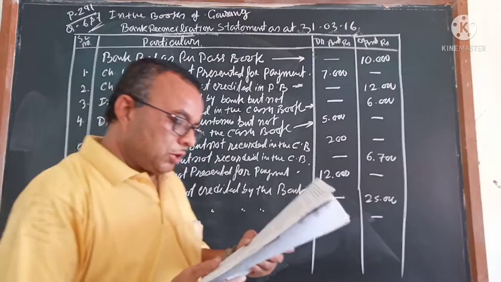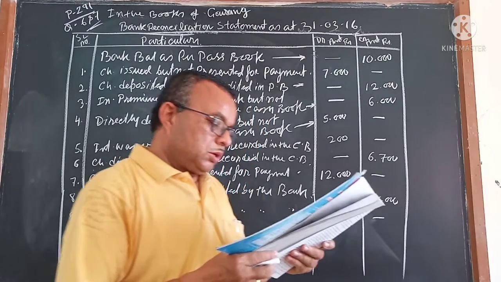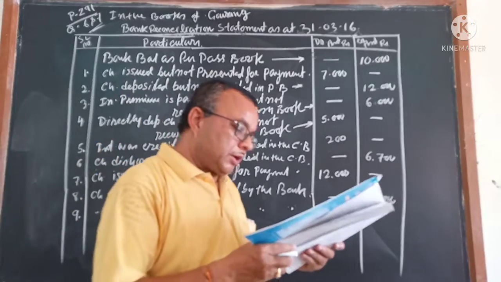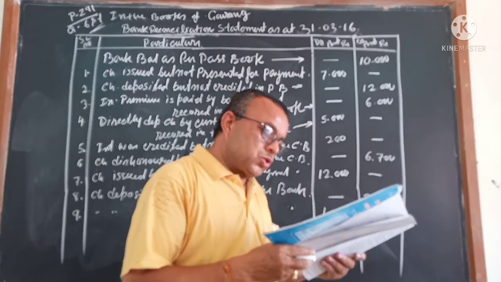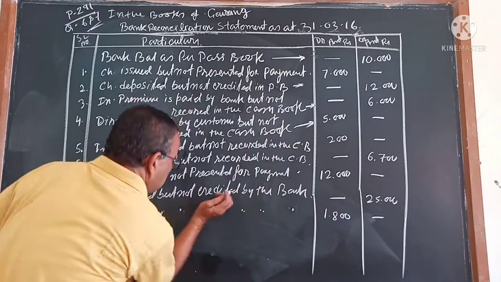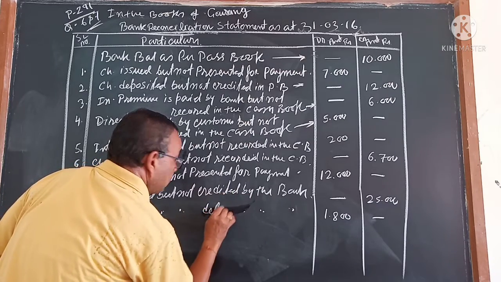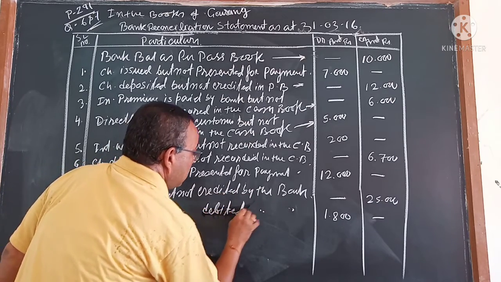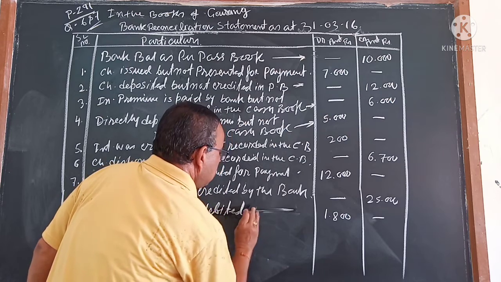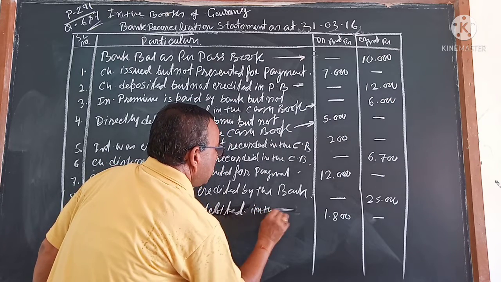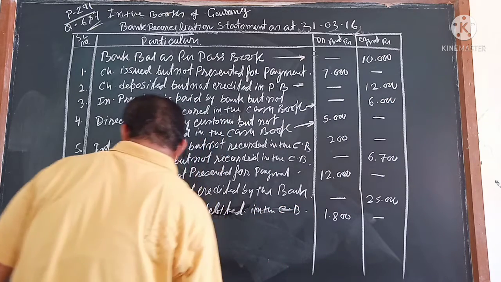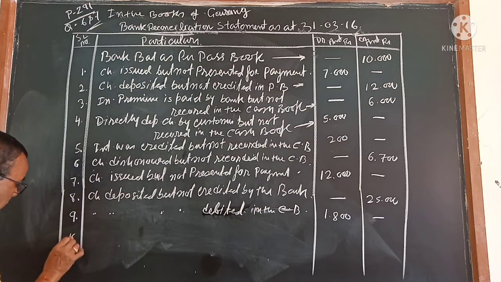Check of rupees 1,800, sorry, not debited. Check of rupees 1,800 was deposited in the bank, which is not recorded in the cash book. Not credited, not debited, not debited in the cash book. Number 9 is over.